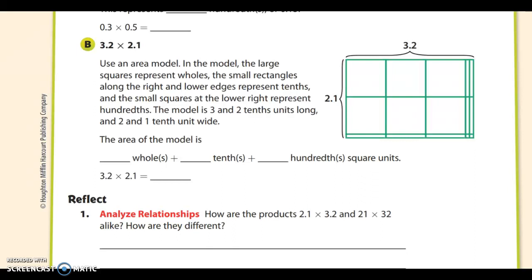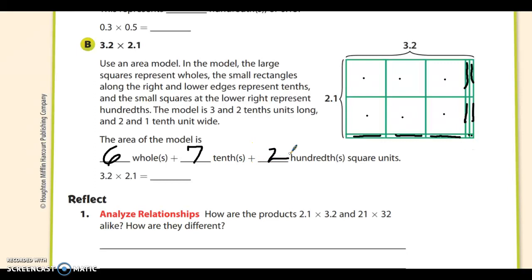The area of the model is, and then they just want you to count it. And if you do what it says, you count up the wholes, and there are 1, 2, 3, 4, 5, 6 wholes. How many tenths are there? This is a tenth. So I've counted 3 so far. 4, 5, 6, 7. I count 7 tenths. And how many hundredths? The little ones over here are the hundredths. 1, 2. I count 2 of those.